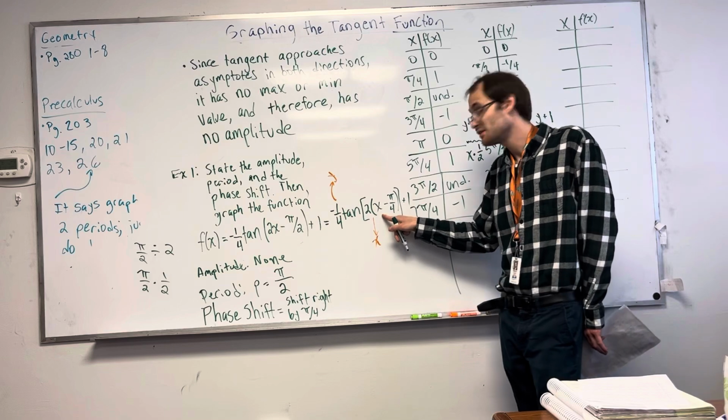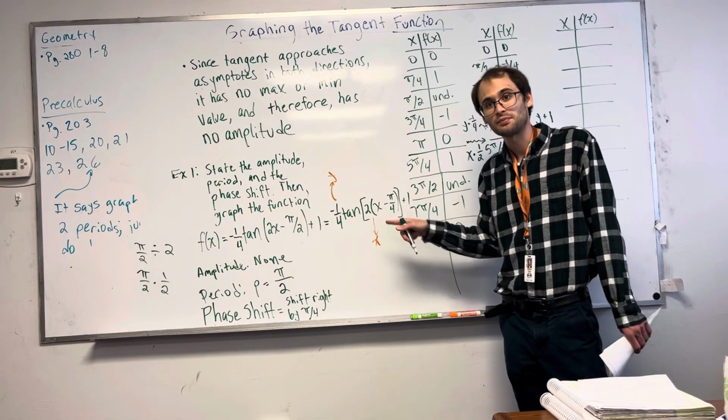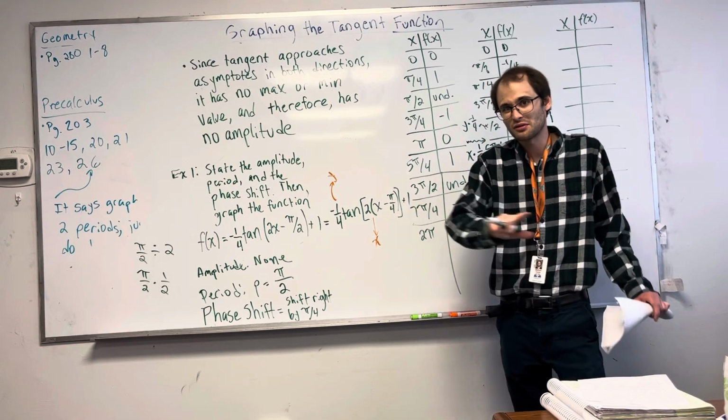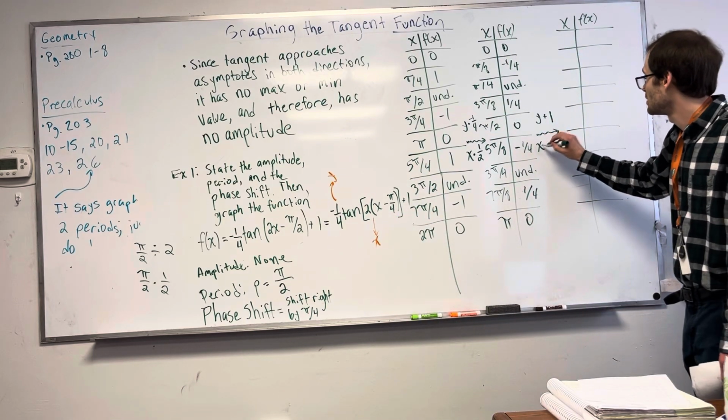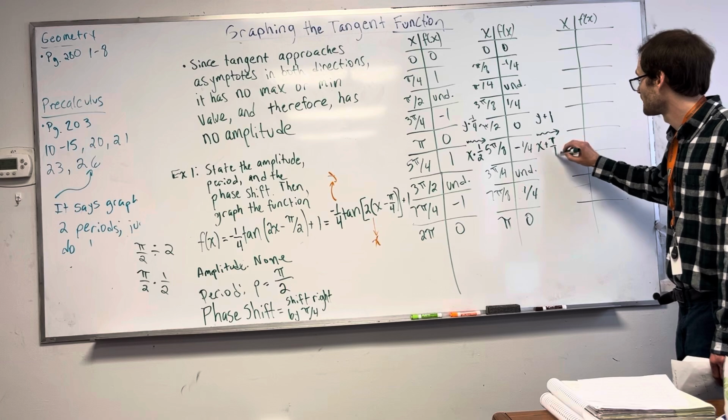And then here on the inside, it says minus pi over 4. But that sends me to the right, and I need to add. So we'll do x plus pi over 4.